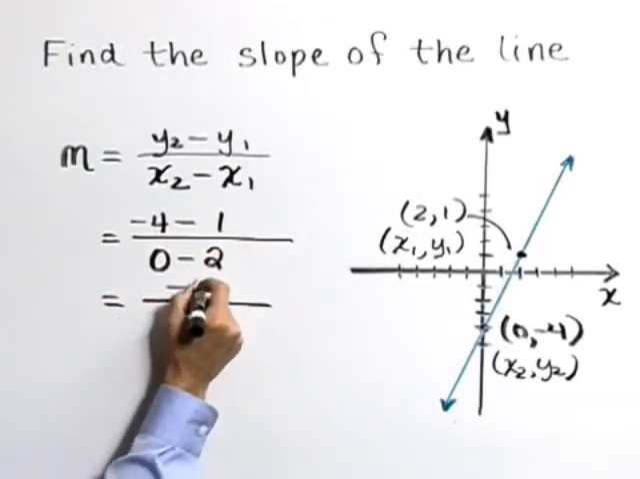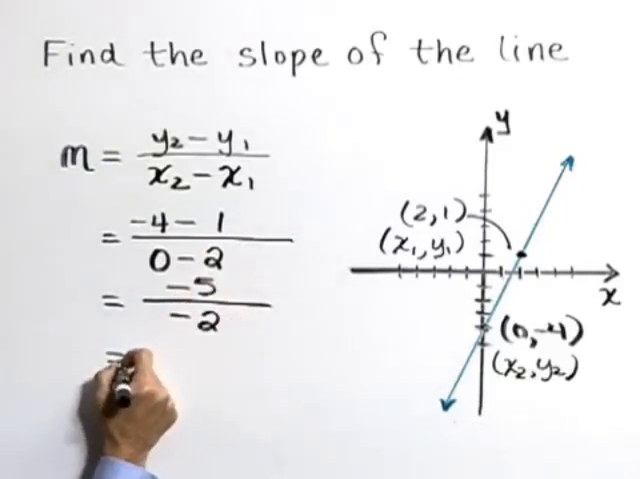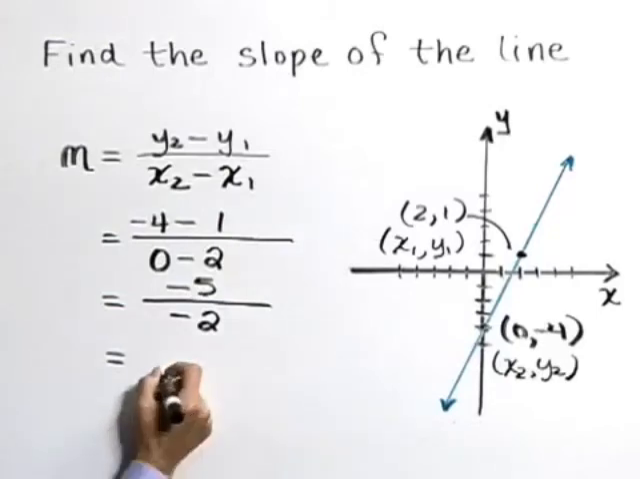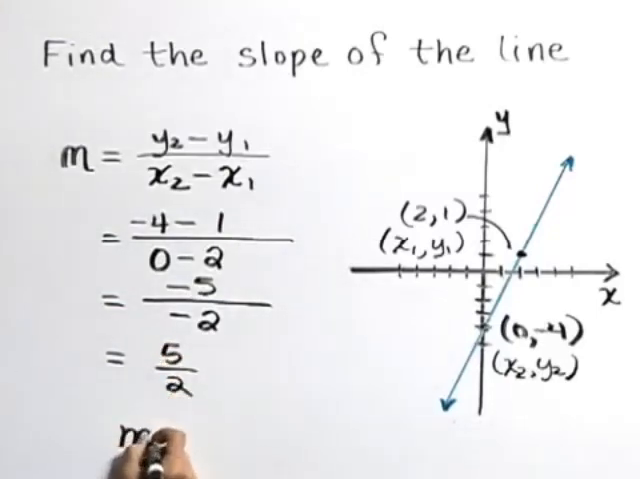Simplifying in the numerator, we get a -5. In the denominator, a -2. And dividing those two negative values gives a positive 5/2. So we can say that the slope of this line pictured that goes through the points 2, 1 and 0, -4 is 5/2.